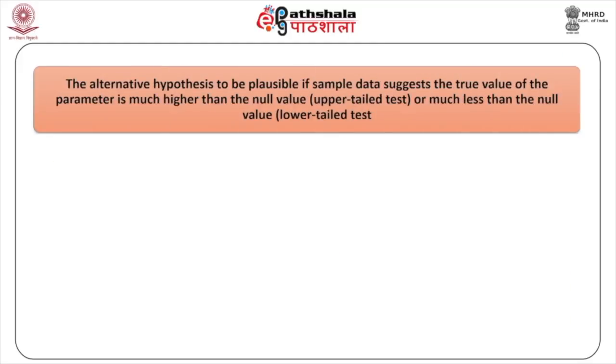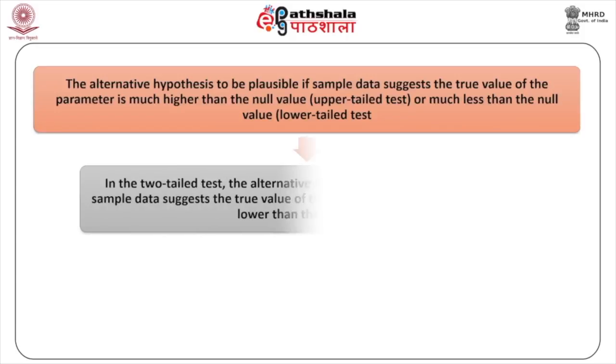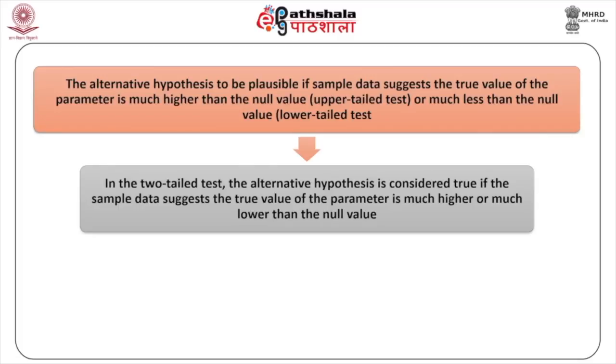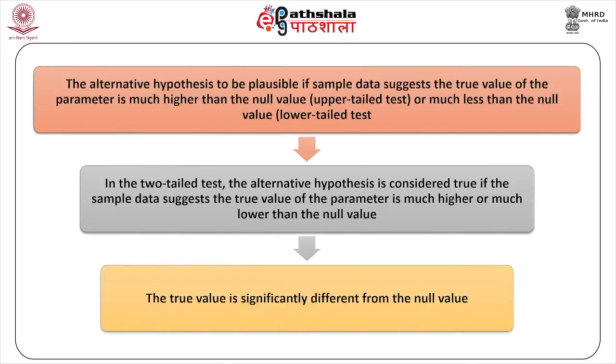For the one-sided test, we would consider the alternative hypothesis to be plausible if sample data suggests the true value of the parameter is much higher than the null value, upper tail test, or much less than the null value, lower tail test. Similarly, in the two-tailed test, the alternative hypothesis is considered true if the sample data suggests the true value of the parameter is much higher or much lower than the null value. That is, the true value is significantly different from the null value.